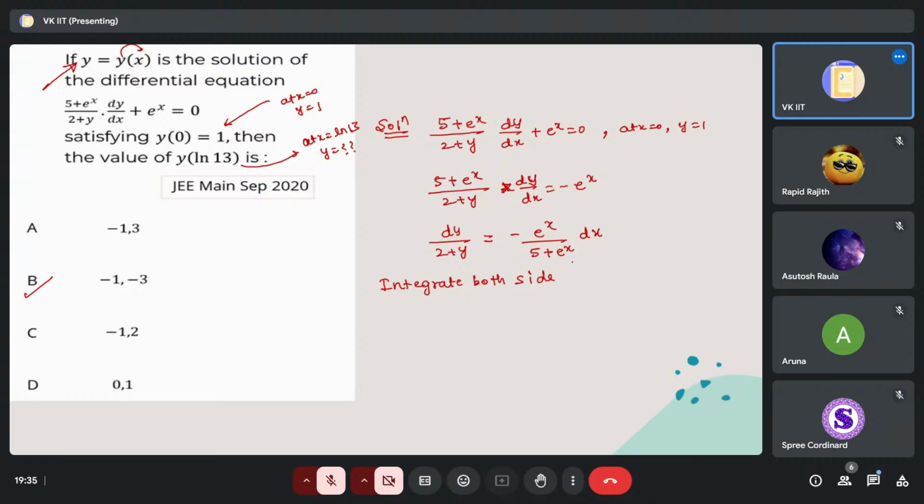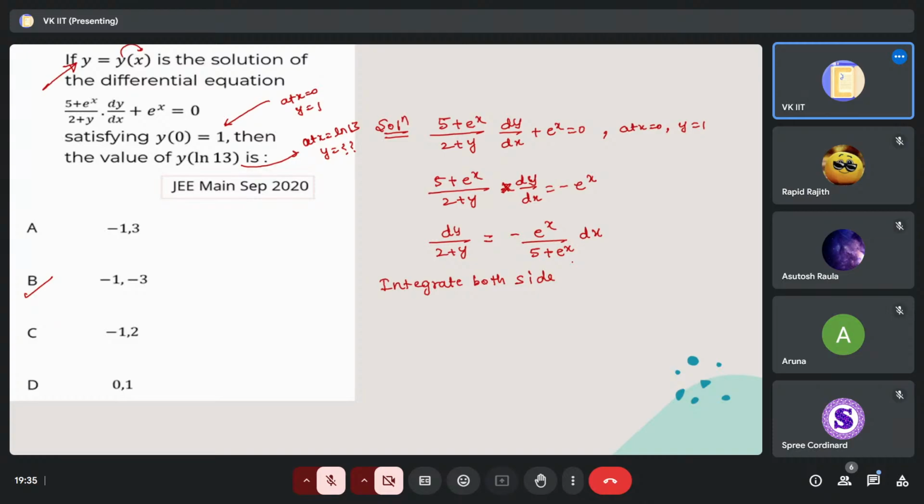So integrating both sides, that will give you dy upon 2 plus y is equal to minus times the integration of e to the power x upon 5 plus e to the power x. It's not c, sorry. C will be used after the integration. So the integration of 1 by 2 plus y is a linear format, so we can directly say that it is ln of mod 2 plus y is equal to minus. And in this case, can we use the substitution rule? Directly we can use the substitution rule.